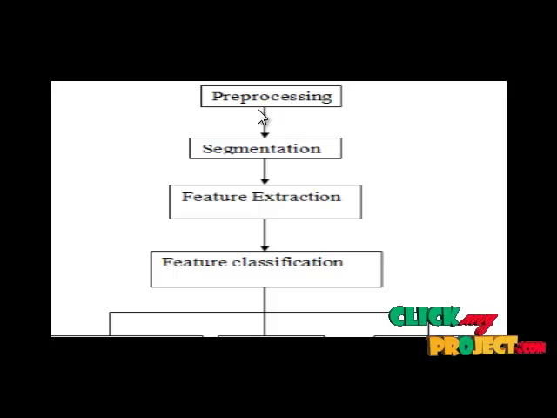First we load our input image and then we apply the pre-processing step. In the pre-processing step, noise is removed with the help of a median filter. Median filter is a non-linear digital filtering technique often used to remove noise. Such noise reduction is a typical pre-processing step to improve the results of later processing. Median filtering is widely used in digital image processing.